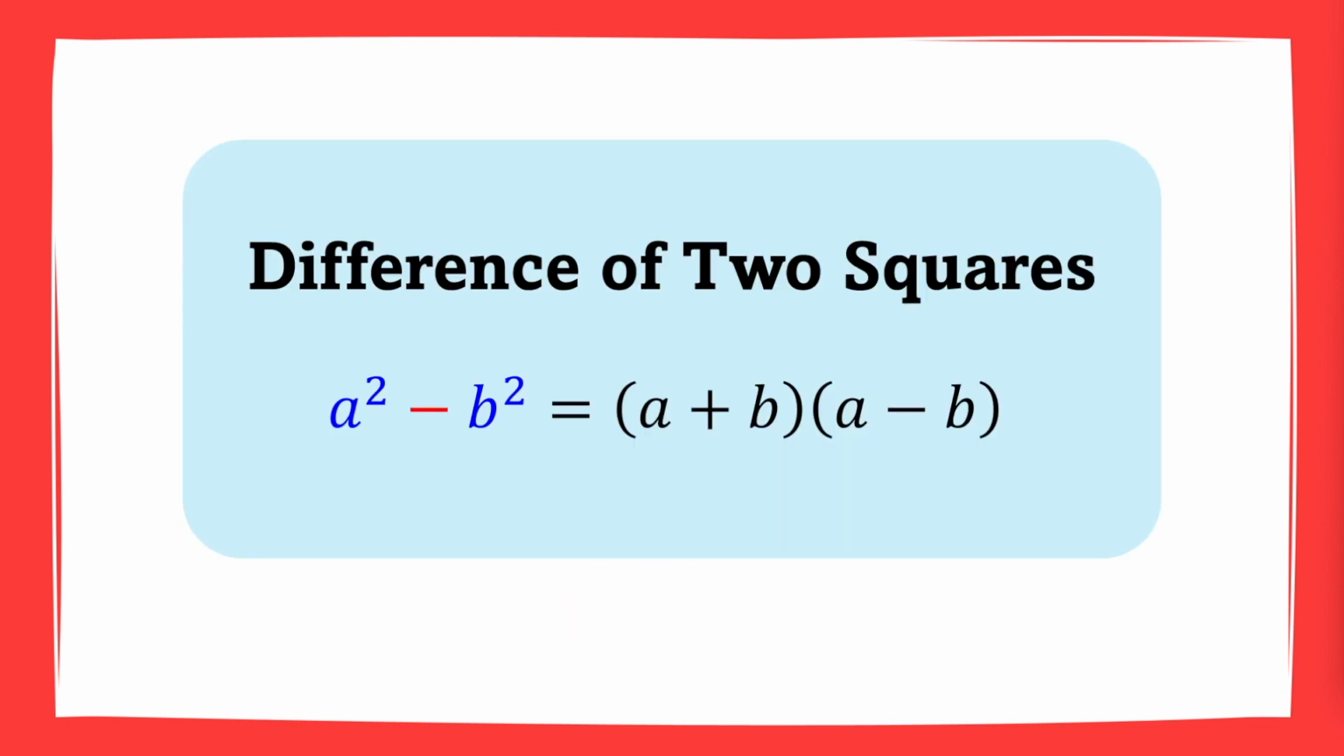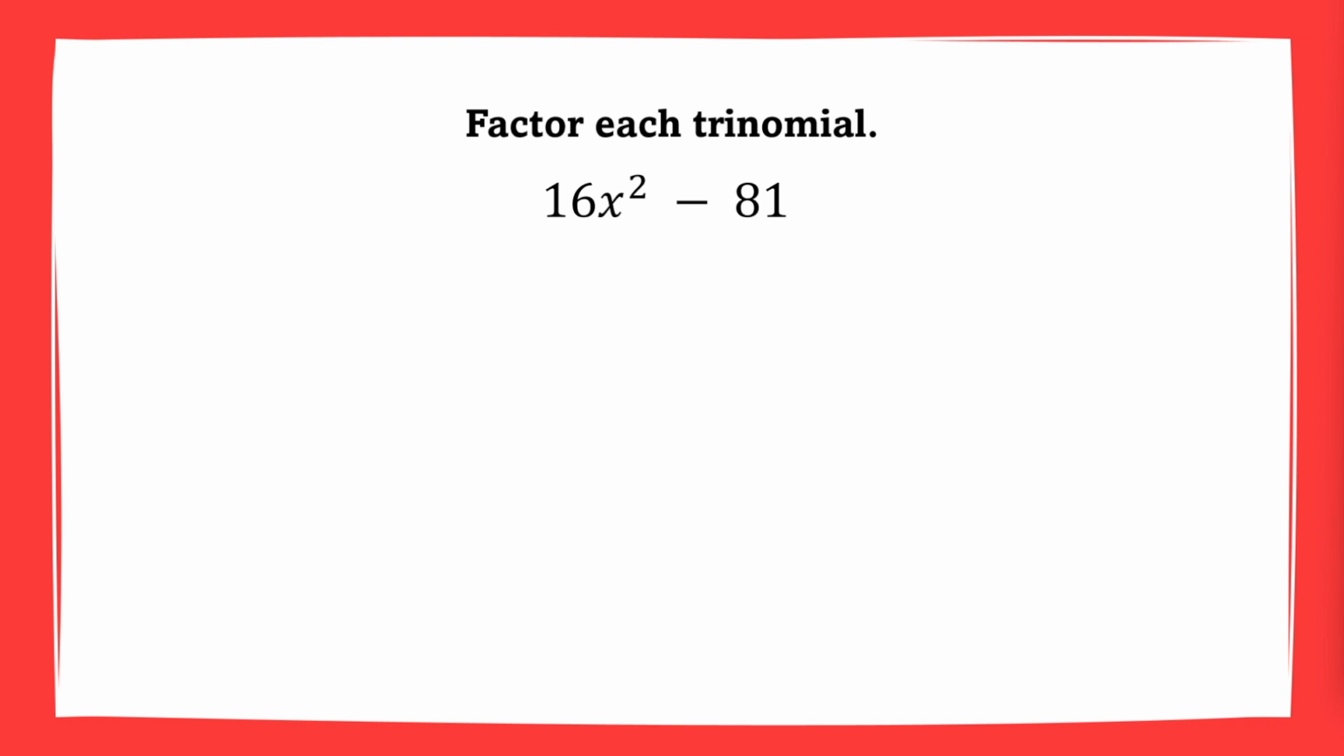Another special polynomial is a difference of two squares. If the two terms are perfect squares subtracted from each other, we can factor it as a plus b times a minus b. Let's break down each term of this polynomial.